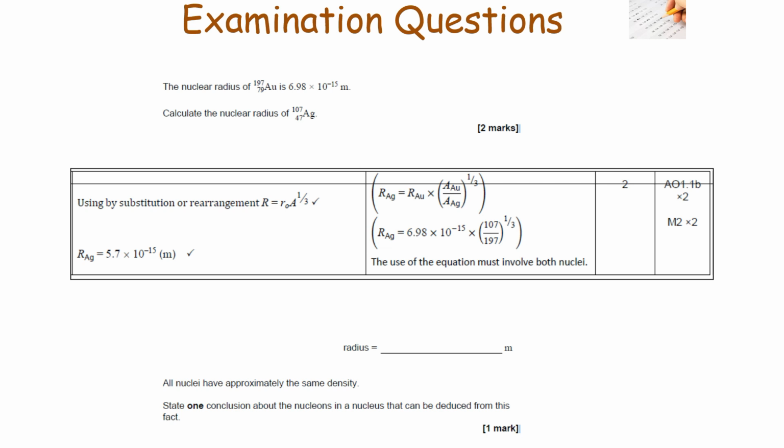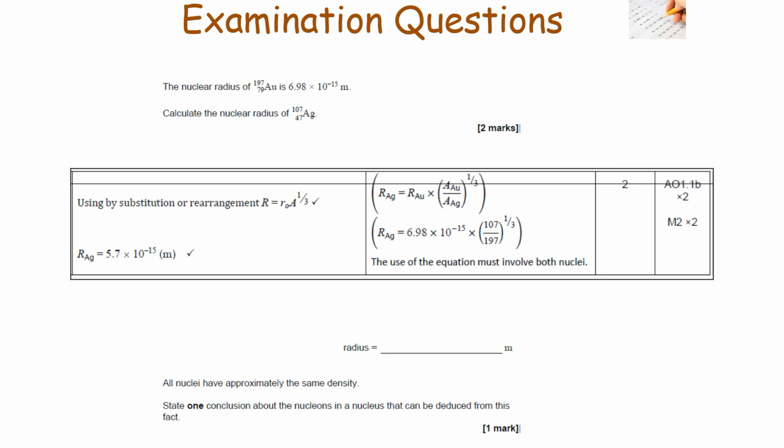Sorry, in the one before I should have said that the value of A is 197, not 79, because A is the number of nucleons, so it's the number of protons and neutrons. My apologies for that. So to work out our nuclear radius for silver, it's R0, which we just calculated previously, times 107 to the power of a third, which is 5.7 times 10 to the minus 15 meters.